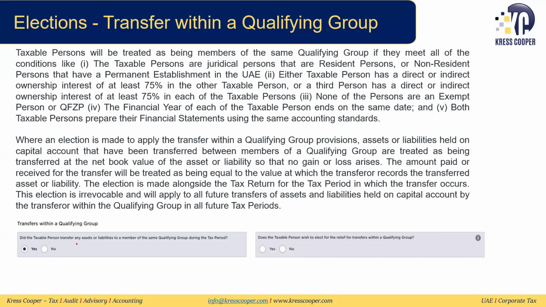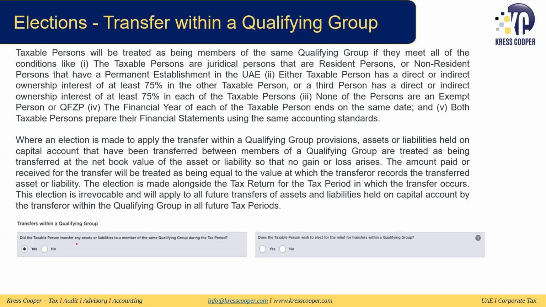The financial year of all the taxable persons has to be the same, and all the taxable persons have to prepare the financial statements using the same accounting standard. So if it is IFRS for SMEs, then all of them have to be applying the same accounting standard. Now, where an election is made to apply this transfer within a qualifying group, then the assets and liabilities held on the capital account that have been transferred between the members of the qualifying group are treated as being transferred at book value. There is no gain or loss that arises from this transaction.